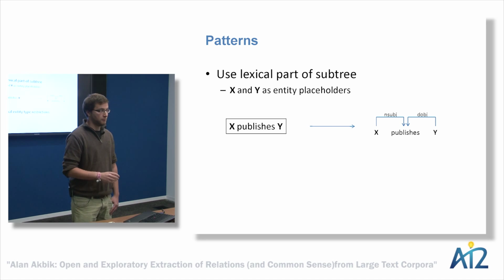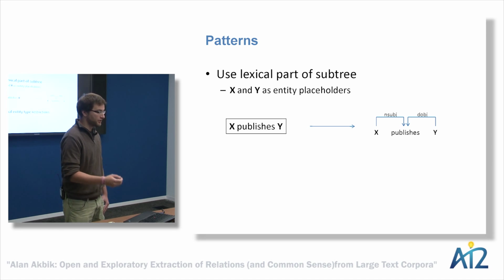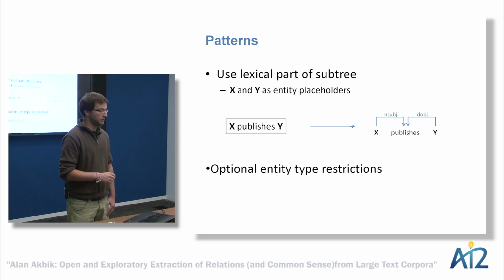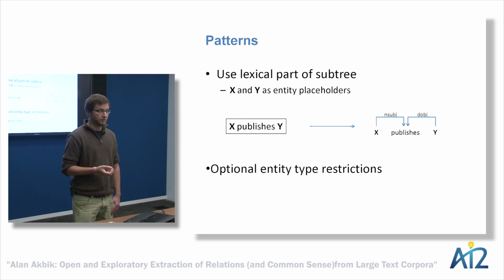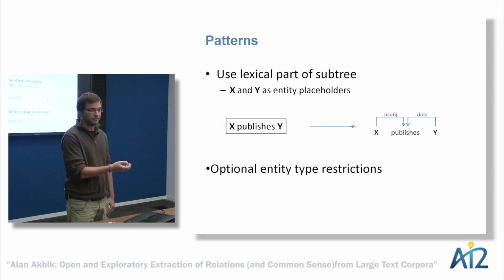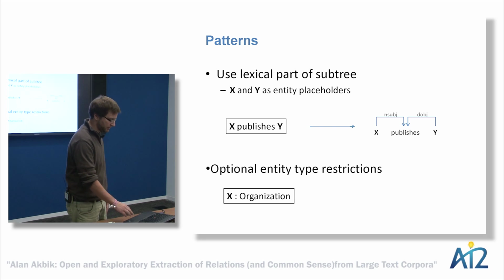And this time we added entity type restrictions. These are optional, but what we can now do is restrict the type of the X to be of type organization. This is very useful because, for example, the pattern X publishes Y might match a person who publishes something, which is not what our partners want. They want organizations that publish journals, right? So we added optional type restrictions in there as well.